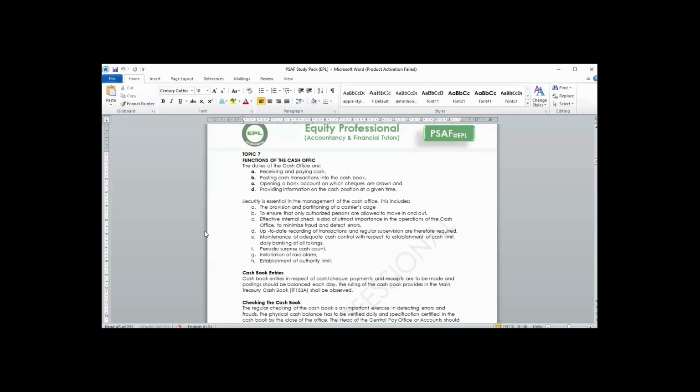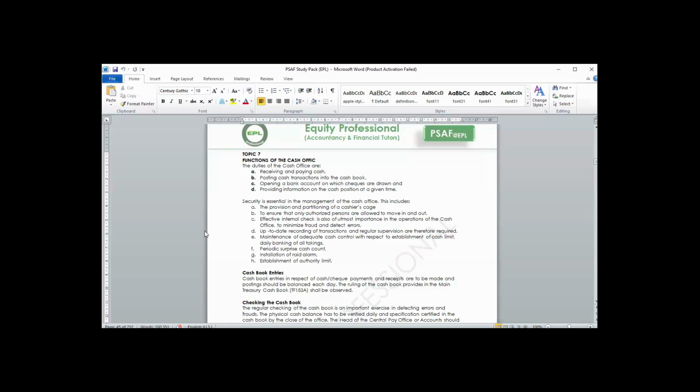What are the books of account, or the accounting entries, that are meant to be managed in the cash office? They are meant to manage the cash book. They are also meant to manage bank accounts. In the process of doing that, they are meant to reconcile the cash balance and the bank balance at any point in time.